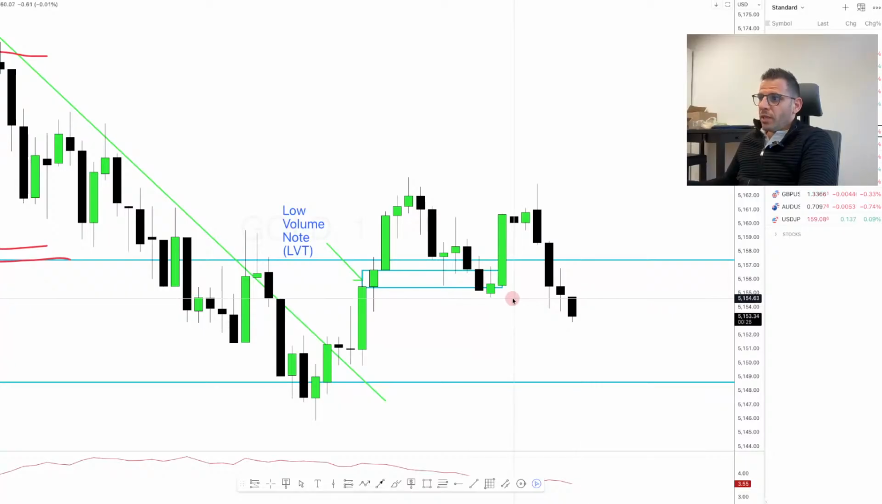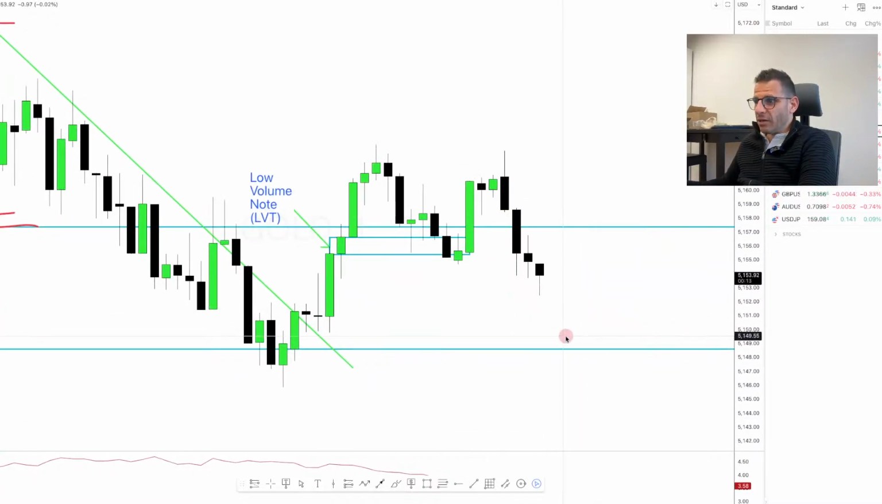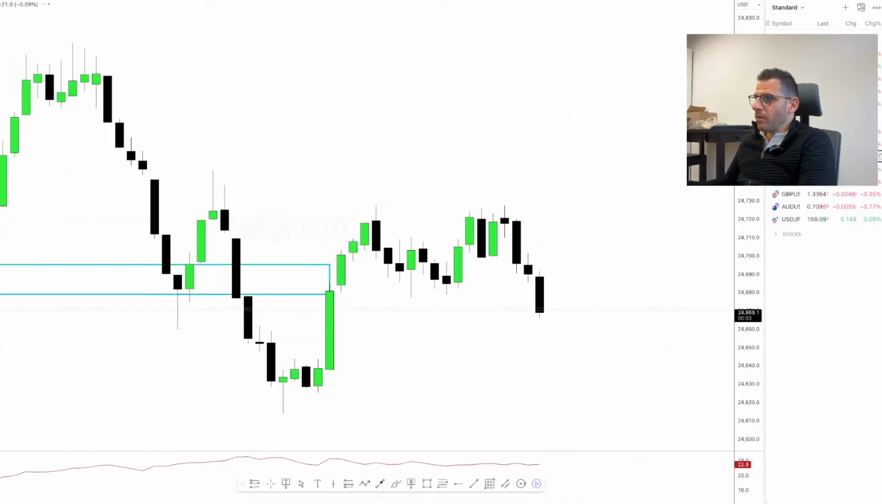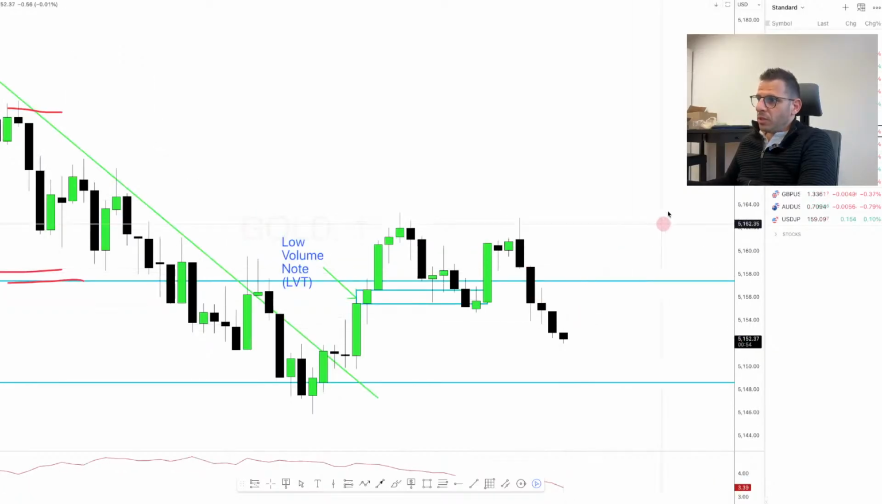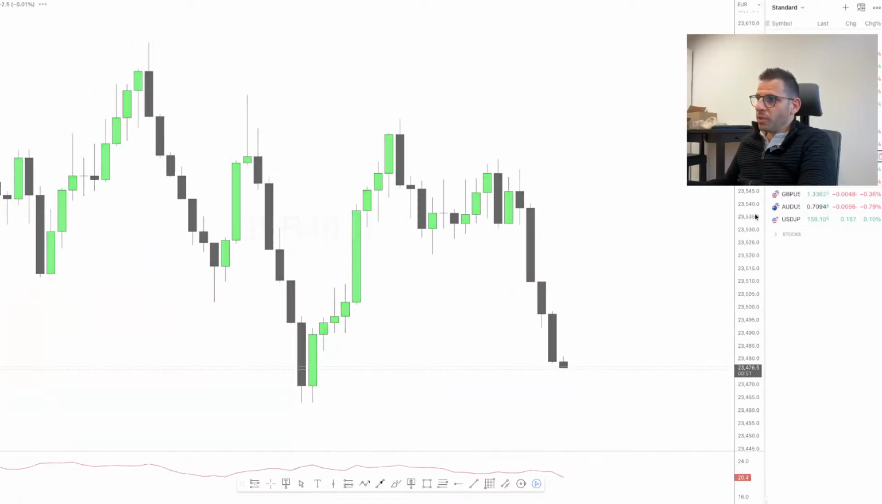For me, it's not a good place to sell right now because it's in the middle of the move. I want to see the sellers taking clear control of the market and wait for the retracement to go short. NASDAQ also drops.